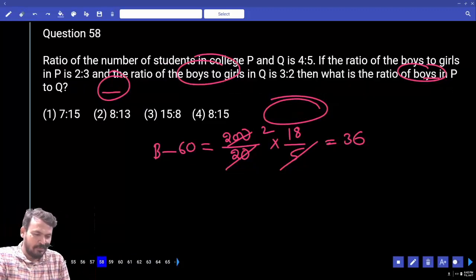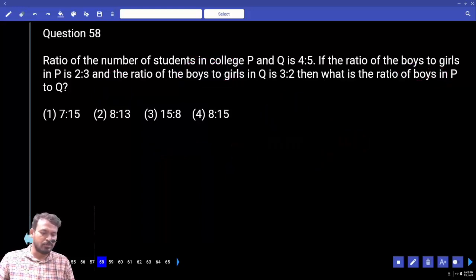Next, question number 58. The ratio of the number of students in colleges P and Q is how much? 4:5. The ratio of boys to girls in P is how much? 2:3. And the ratio of boys to girls in Q is 3:2. What is the ratio of the boys in P and Q?